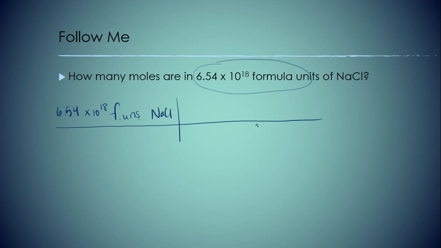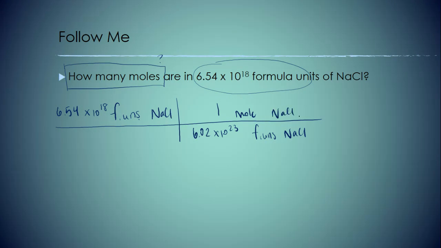Formula units of NaCl would have to go on the bottom because I know that it has to go there to cancel out. So can I relate formula units to moles? Here's the question: how many moles? Can I relate these two things together? Yes, I can. We just learned how many particles, how many formula units, atoms, or molecules are in a mole. I know that there's 6.02 times 10 to the 23rd formula units in 1 mole of NaCl. Okay, formula units and NaCl cancel on the top and the bottom.